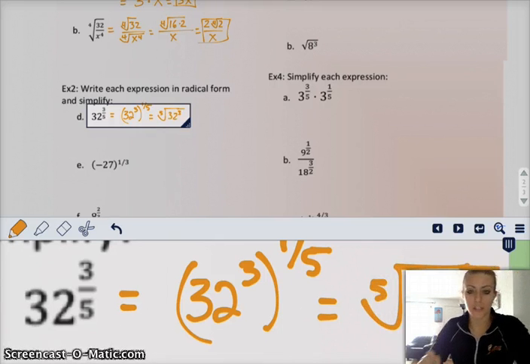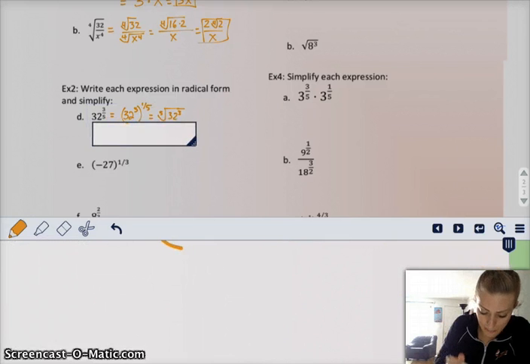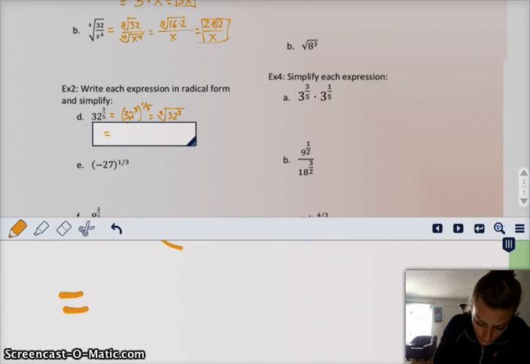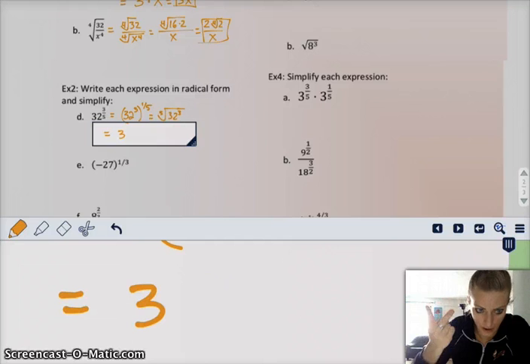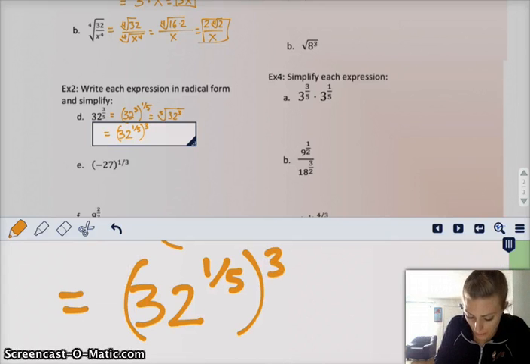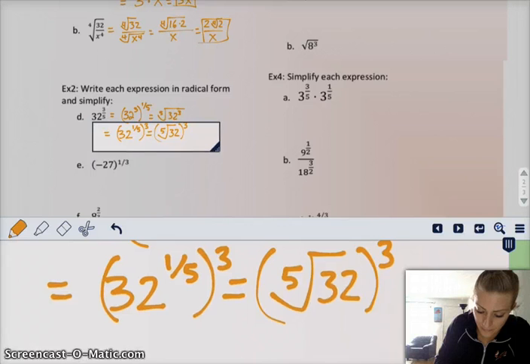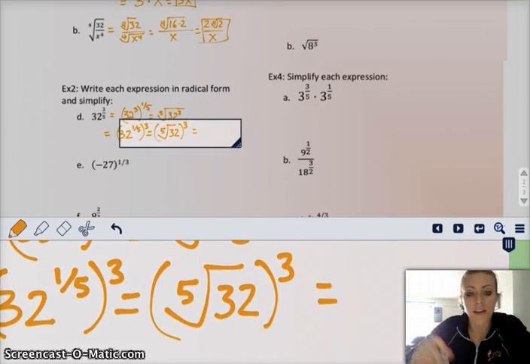But this doesn't make as much sense because 32 cubed is a huge number, and that's a pain in the butt. So instead, I'm actually going to go the opposite way, because multiplication can go either way, right? So I'm going to do 32 to the 1/5 raised to the 3rd power. That becomes the 5th root of 32 raised to the 3rd power. And then I have to find out what the 5th root of 32 is.